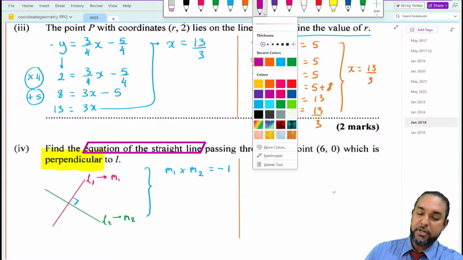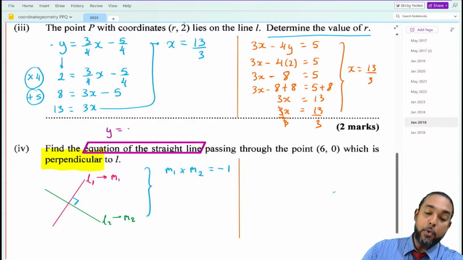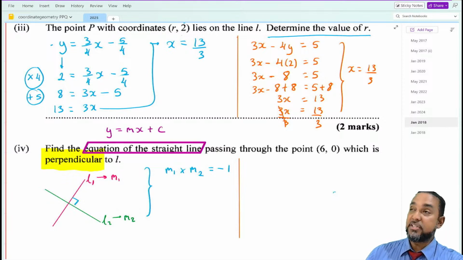What is the equation of a straight line? y equal, now one form is this. There are other forms. What is the one we like? y equal to mx plus c, where m is the gradient and c is the y-intercept.